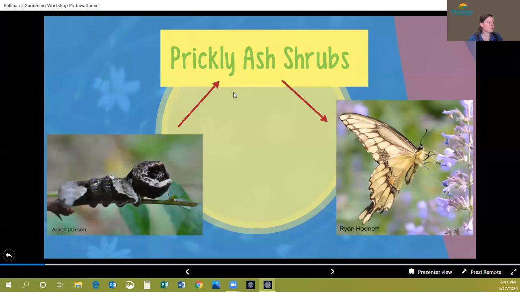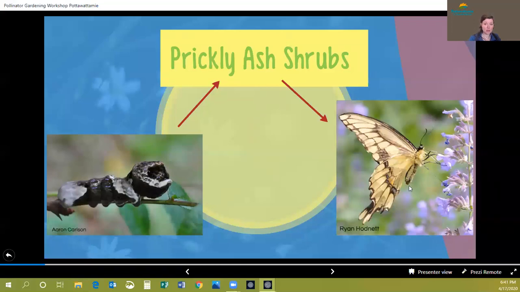So they eat prickly ash shrubs. That's their host plant. But prickly ash shrubs are not the only plant they can eat. They can eat a few other types of plants, like citrus shrubs too. But for example, they can't eat bluegrass, Kentucky bluegrass. That's not food to them. That might as well be plastic. And they grow up to be these beautiful, gigantic swallowtails.